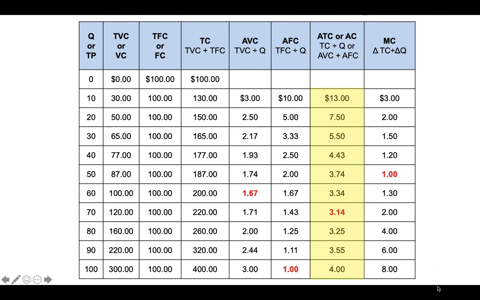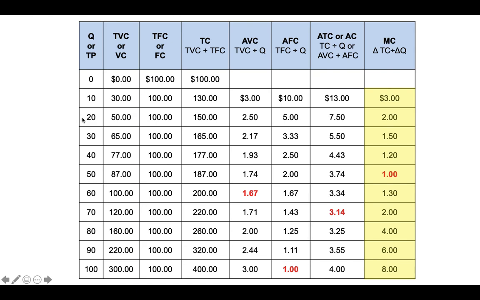Lastly, I have my marginal cost. My marginal cost is just the change in total cost over the change in output. So here, going from 0 cups of coffee to 10 cups of coffee, my total cost went from $100 to $130. So I've got 30 as my additional cost, because cost grew here by $30. And I divide that by my change in output. Output went from 0 to 10, so I do 30 divided by 10, or $3.